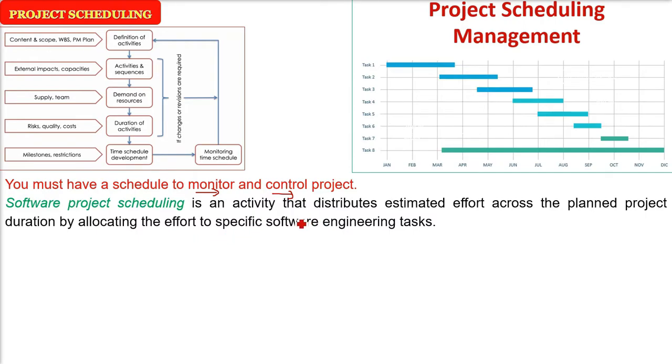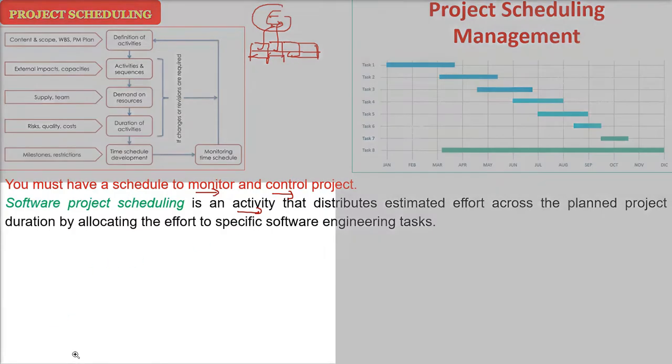So let us see what software project scheduling is. This is an activity that distributes estimated effort across the planned project duration by allocating the effort to specific software engineering tasks. Basically, scheduling is timing. What work will be done when? Which task is going to be completed when? This will be the timing being given. Every task will have a deadline.